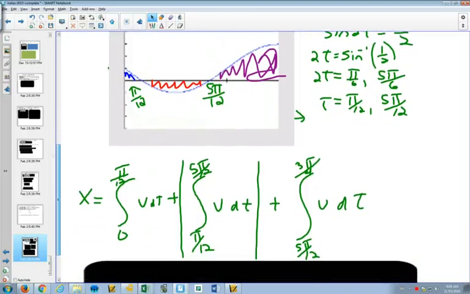So as far as setting up our integrals go, it's going to be positive between 0 and pi over 12. It's going to be negative between pi over 12 and 5 pi over 12. That's the red section here. And then in the purple section, it's positive again.